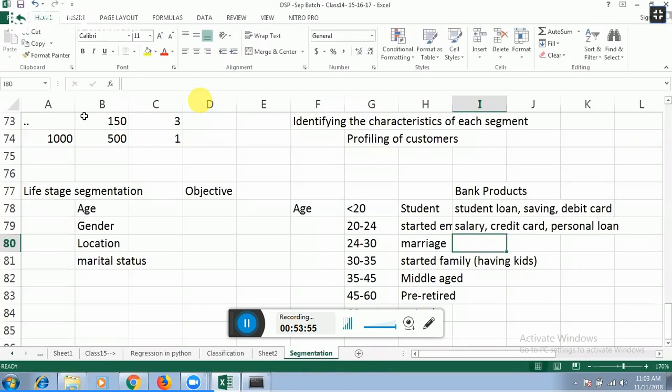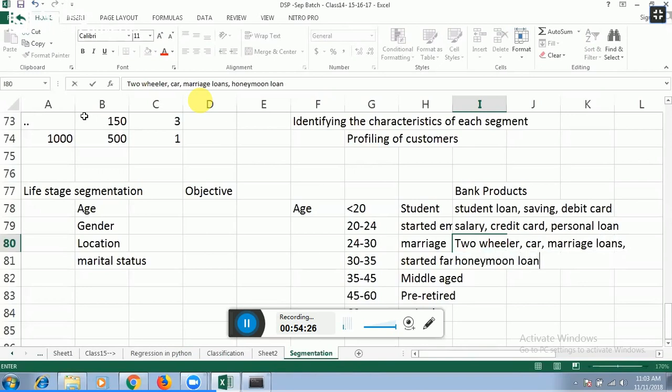And if you are at the married stage, what typical products can you offer? For example, a home loan is not yet relevant at 24 to 30; generally, you don't really look that far into the future. You will look at maybe a two-wheeler loan, or even a car loan, or marriage loans, or maybe honeymoon loans. These are the typical products you can offer.